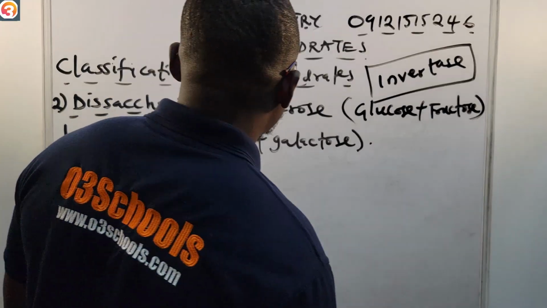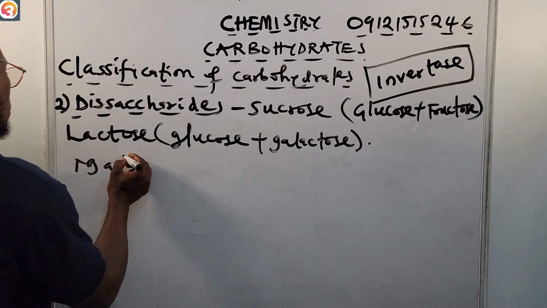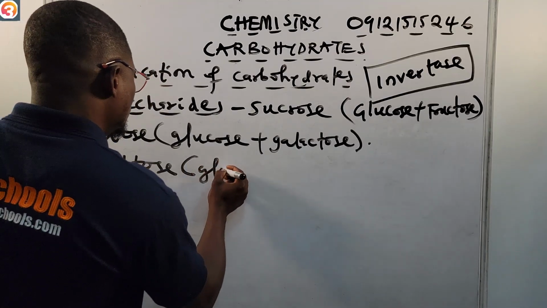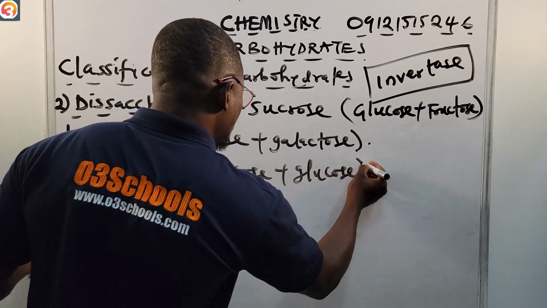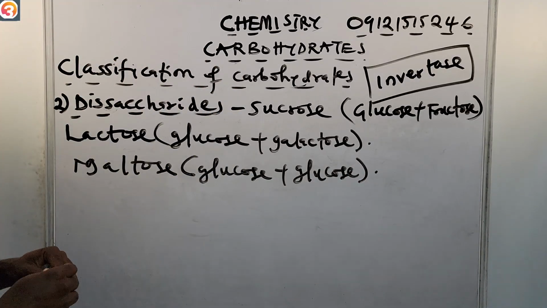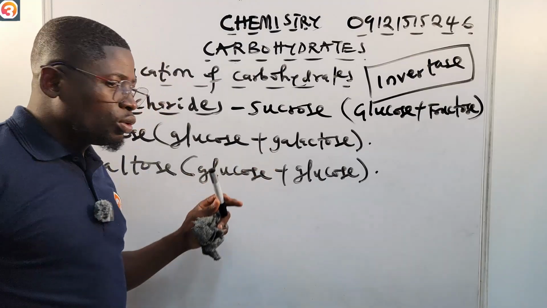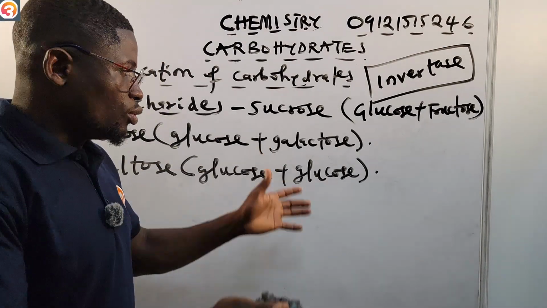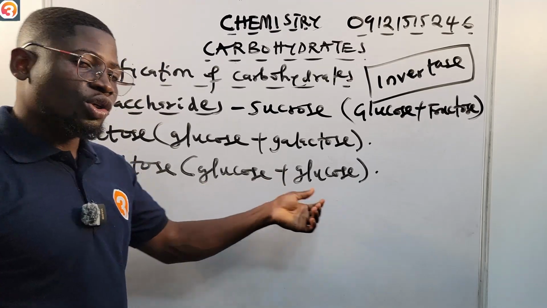Likewise, we also have another one called maltose. Maltose is gotten by adding glucose plus another glucose. So for maltose, we add glucose plus glucose to get maltose. Two simple sugars that are called glucose. Two of glucose gives us maltose. When you add glucose to glucose, you get maltose.